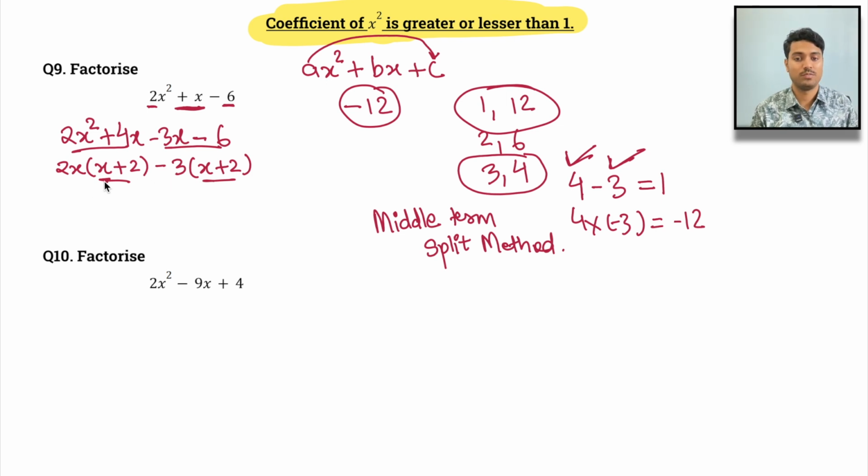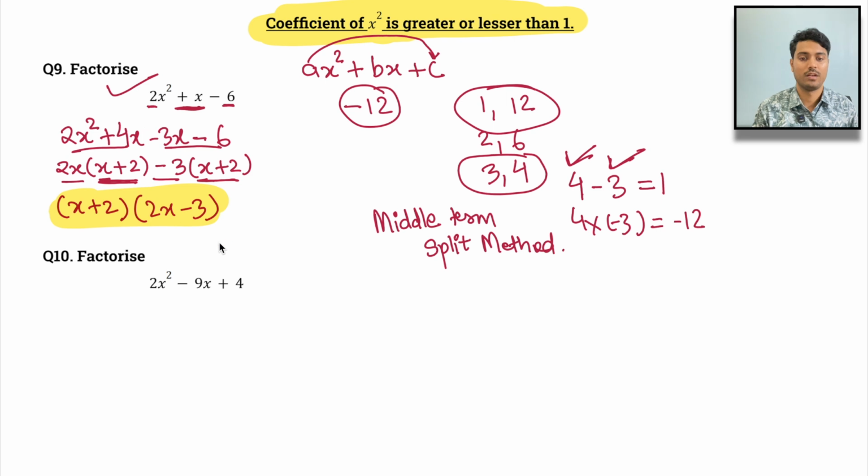So make sure this is perfect like this, because then only you will be able to take x plus 2 common, and the remaining term you have to write like this, 2x minus 3, and this will be the factor of this quadratic expression. Similarly, we can solve question number 10 now. You can pause the video here and solve question number 10 and come back again and check your answer. So let's check again.